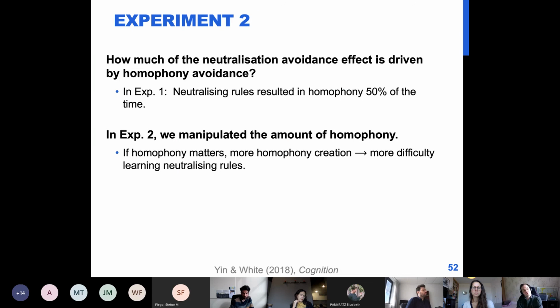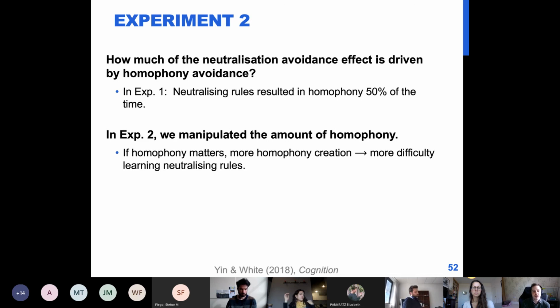Okay, so we ran a second experiment here, and the question in this experiment was, well, how much of this neutralization avoidance effect is actually driven by homophony avoidance? So one thing I didn't tell you originally is that in experiment 1, we made it such that the neutralizing rules resulted in homophony 50% of the time when they applied.